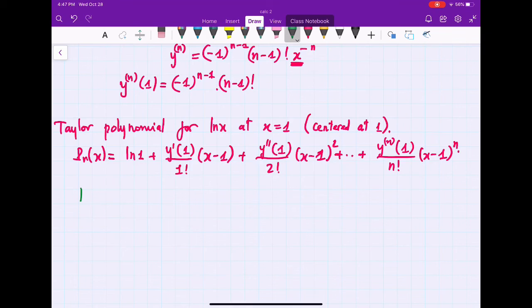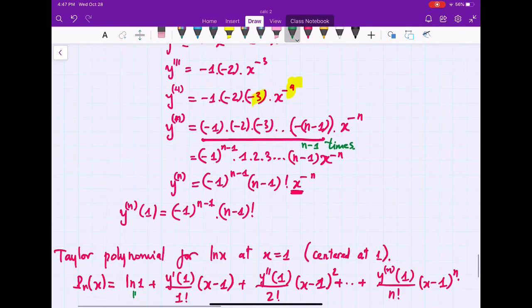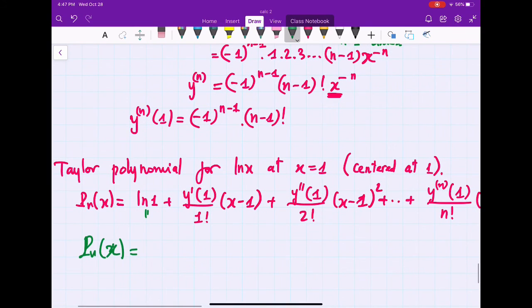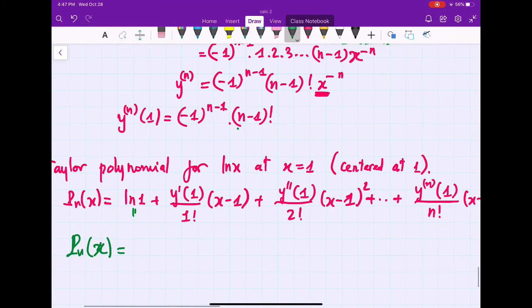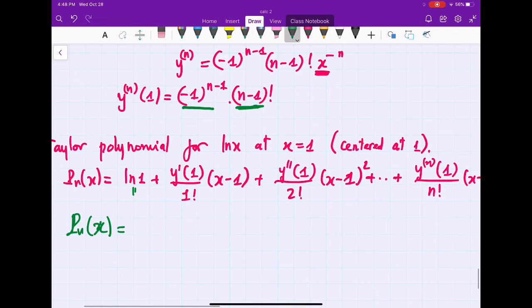So we get P_n(x) is equal to 0 because ln of 1 is 0. The first derivative, where's the first derivative? Oh, actually we can use this formula. Let me see. When n is equal to 1, this is 0. 0 factorial is just 1, right? And here negative 1 to 0 is 1. So 1 over 1 is just x minus 1. That's the first term here. Let's move to the second term.